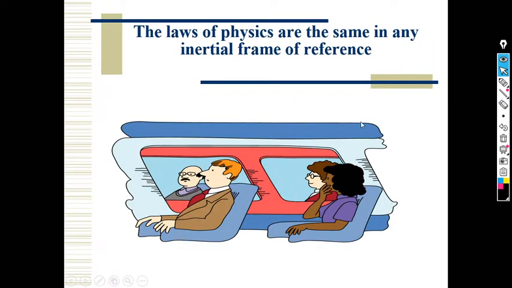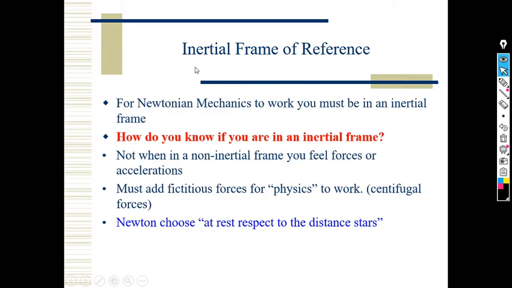Here I am taking one picture. The laws of physics are the same in any inertial frame of reference. These are the passengers sitting in the car. With reference to this, what will be these people's observation, or with respect to this, what will be the observation of the front side people? Inertial, now explain inertial frame of reference.